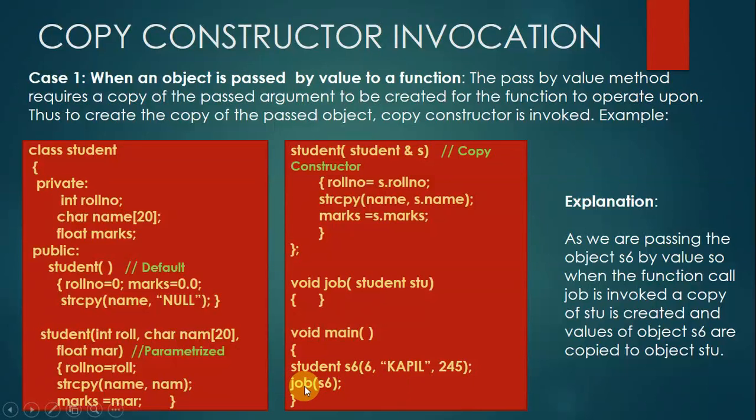So when I call this function job(S6), what will happen actually? The copy of this object S6 is created and this is called stu, and while creating this copy, the copy constructor will be invoked. So we can see, as if we are passing the object S6 by value. So when the function job is called, a copy stu is created and the data members of S6 will be copied to stu, and in this process the copy constructor is invoked.